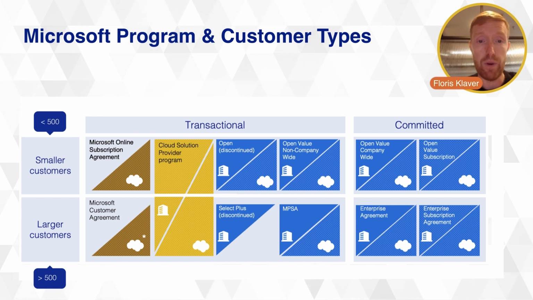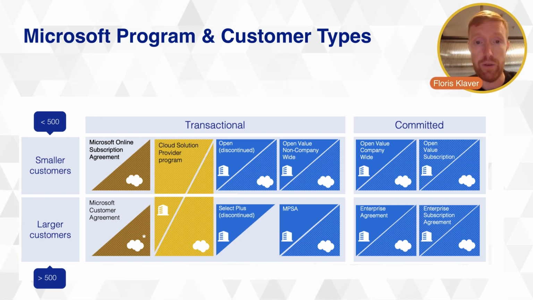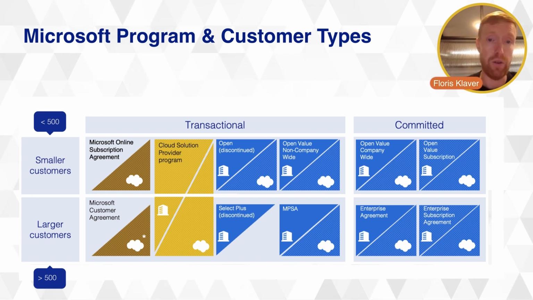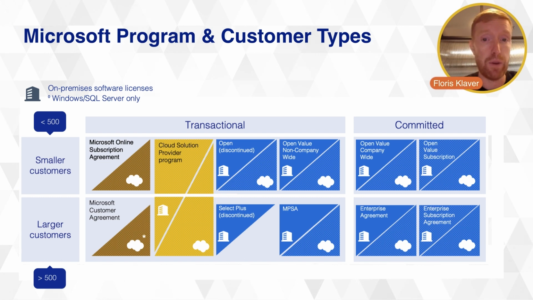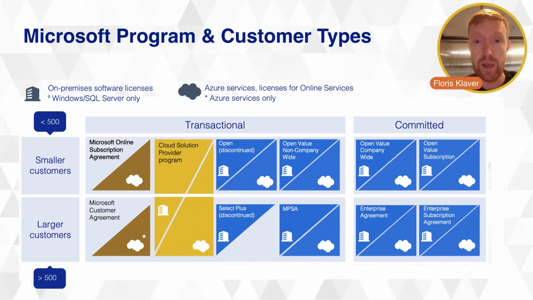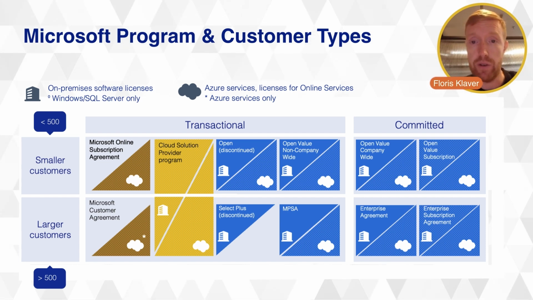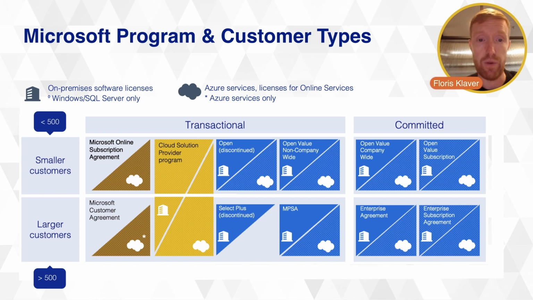Now, all different programs have different options on what you can procure. So you see a little icon for a building, and that means you could buy on-premise software licenses. Or if you see a little cloud icon, that means that you can buy Azure or different online services like M365 in those programs as well.